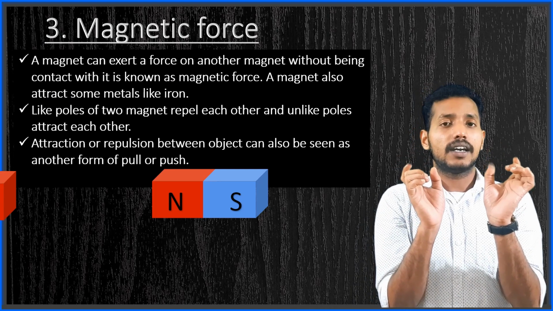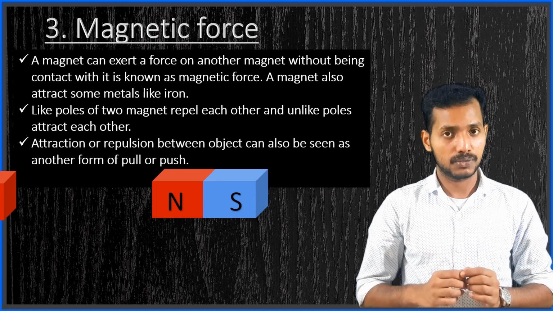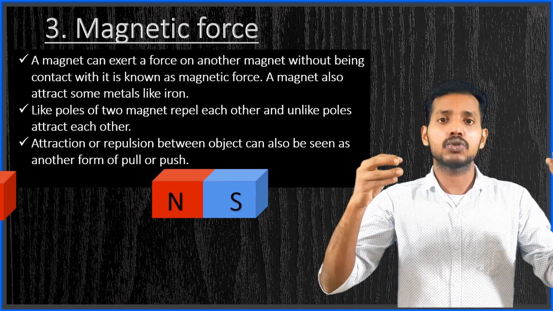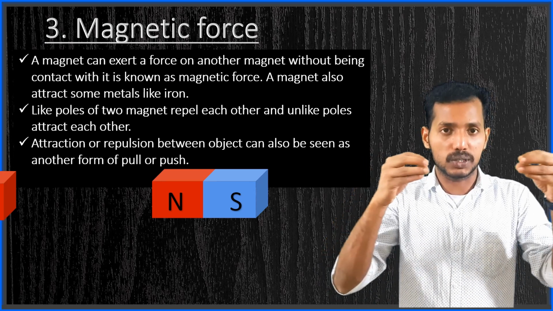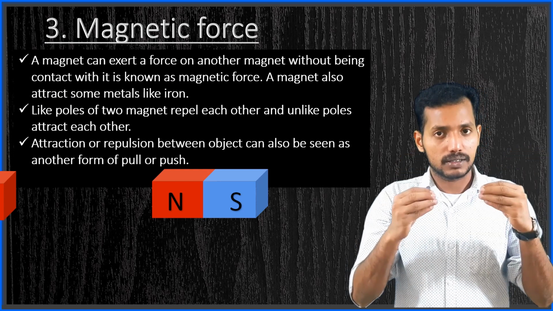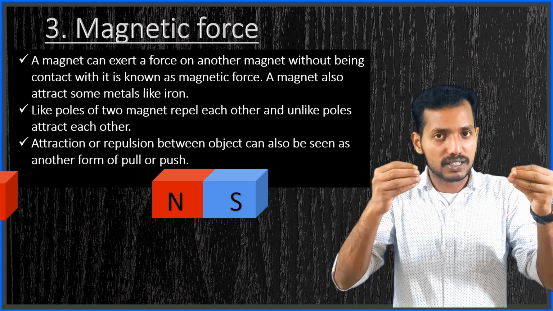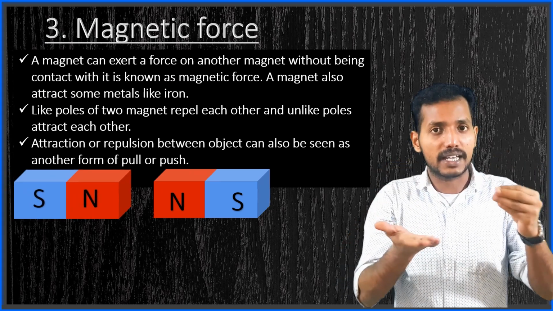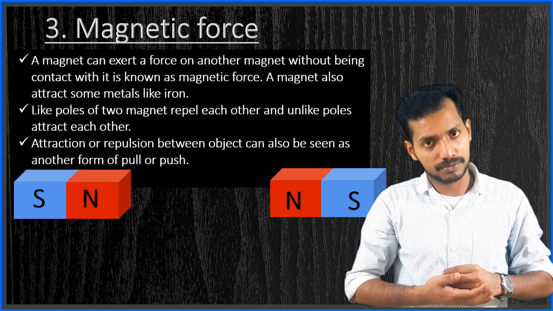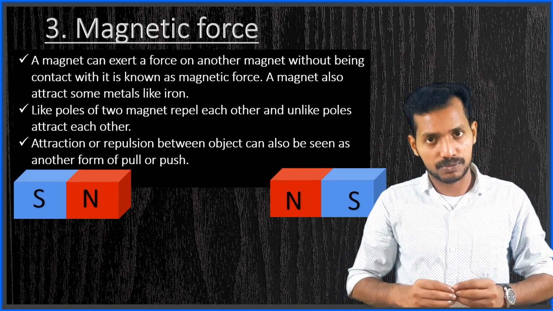We already learned that a magnet has two poles, north pole and south pole. If we bring two north poles or two south poles together, what will happen? When we try to push them together, we will feel a force with one magnet trying to repel another. That means like poles always repel each other.